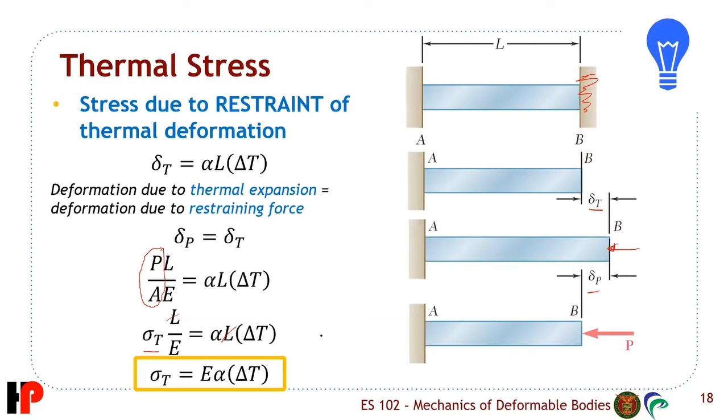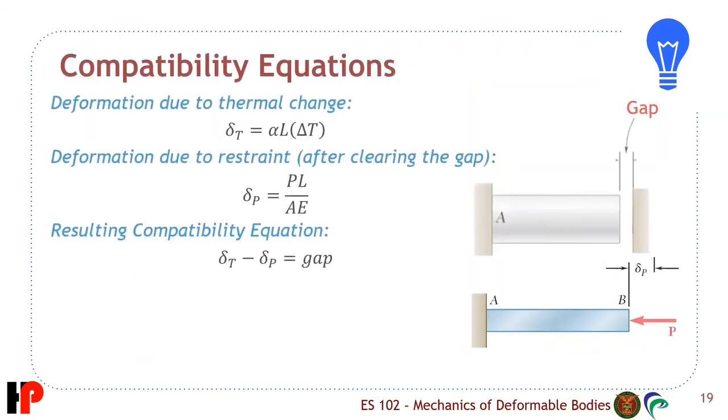Bakit without strain? Kasi imagine niyo, yung initial length niya, tsaka yung final length niya, pareho lang. So, hindi humaba or umiksi yung member. Meron ka ngayong stress pero walang strain. Okay? So, kanina may strain pero walang stress. So, yan yung case na yun. Now, paano naman kapag may gap?